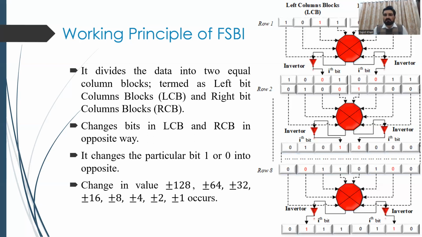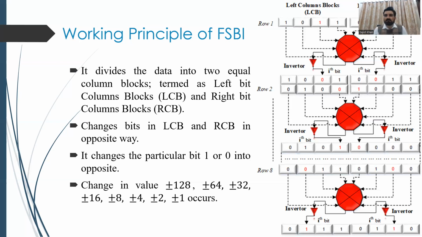Whatever data you have, whether it's a huge amount or in bulk form, the data will be divided into two forms. If you have a full amount of data of 500 KB, it will be divided into two halves, 250 KB and 250 KB, which equals 500 KB. The data is divided into two equal blocks, which I have named the left bit column block and the right bit column block, for ease of purpose.